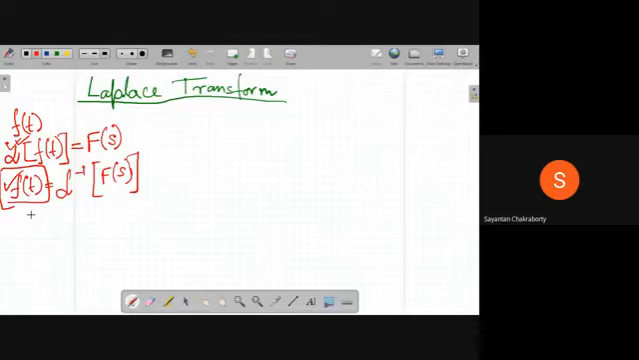Okay, in Laplace transform, what have you studied? The Laplace transform of different functions, different signals. Have you studied those? Like step signal, ramp signal, you have studied these, right?